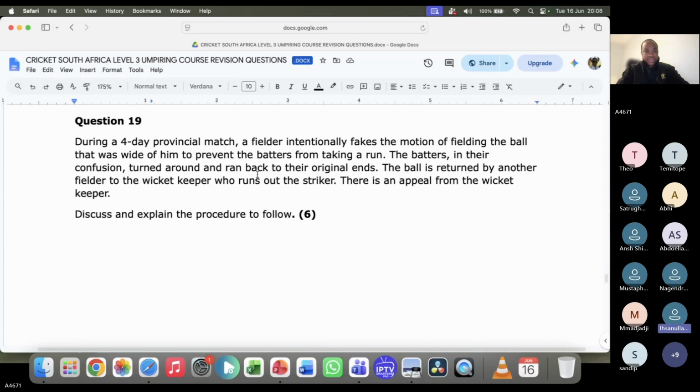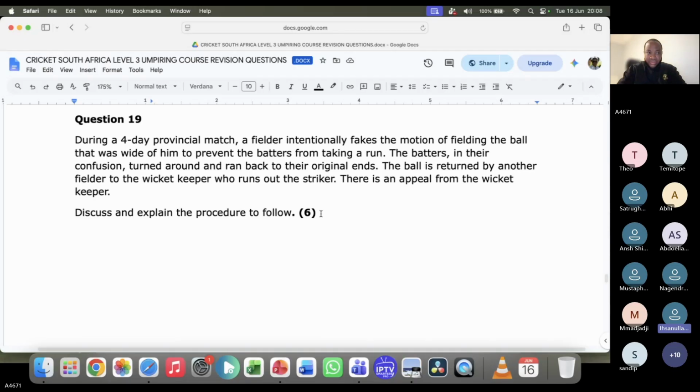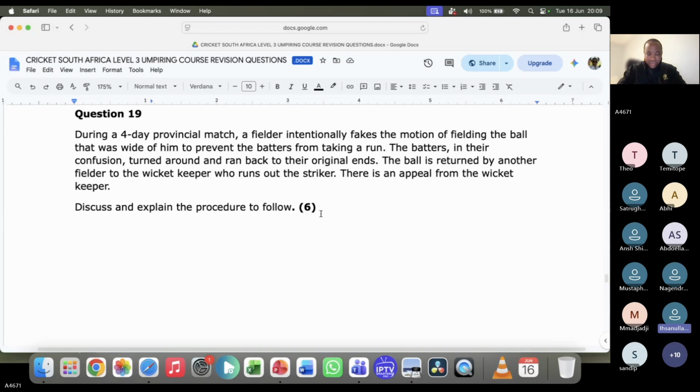Hi, Tom, and hi, Abdullah. A fielder intentionally fakes the motion of fielding, so it is deceiving the batters. So either umpire shall call and signal dead ball, award 5 penalty runs to the batting side. The ball will not count as one of the over. Any penalty runs for a no ball or wide ball will stand. And the batters at the wicket will decide who will take strike for the next delivery, and the umpires together should report it.